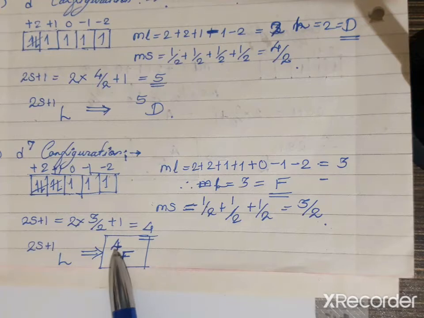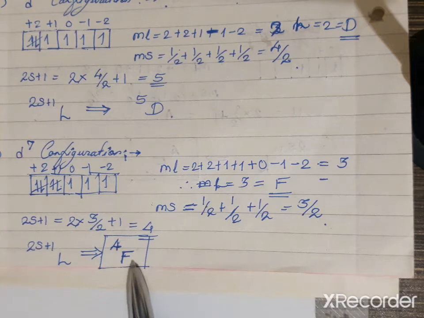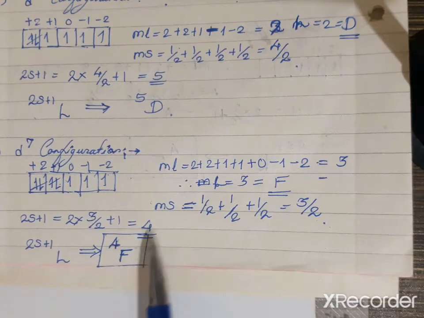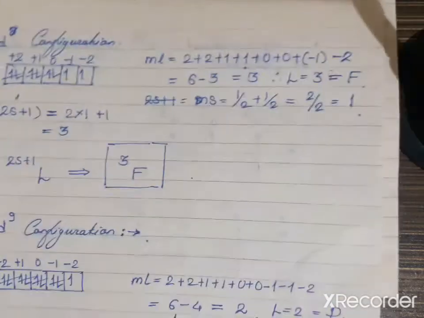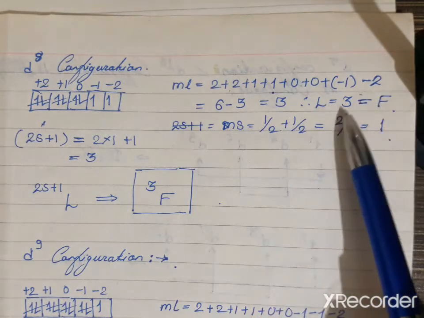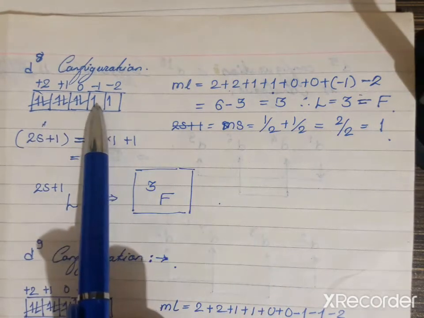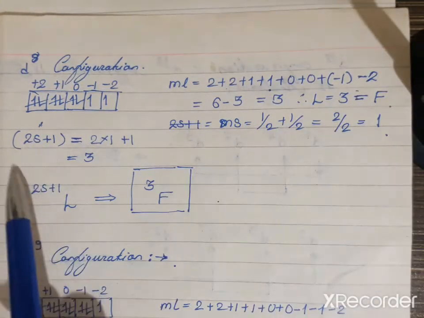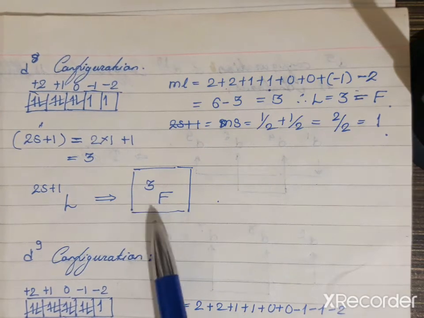This 4 is spin coupling, and this F term is orbital coupling. So this is the total Russell-Saunders term, which is quartet F. Now just go for the next one. In the d8 configuration, ml is equal to 3 and the term must be F, and ms is equal to 1. There are 2 unpaired electrons, that is 1/2 plus 1/2, which is 2/2, equal to 1. So by using the formula 2S + 1 and L, the term symbol is triplet F.